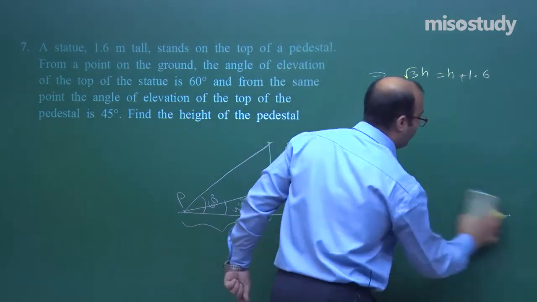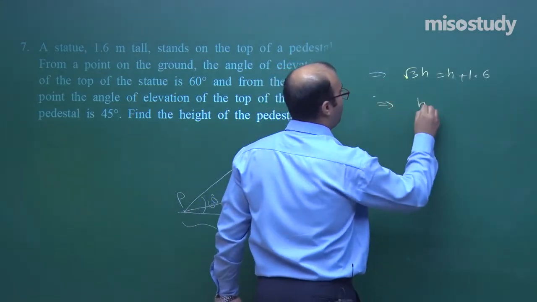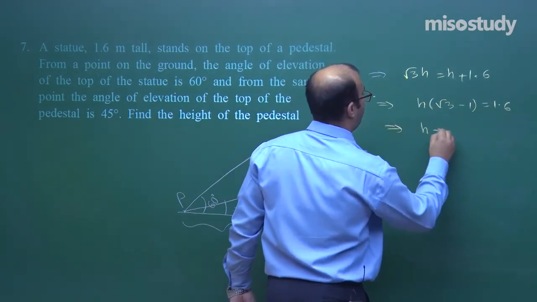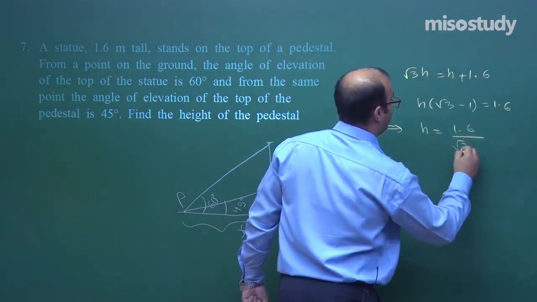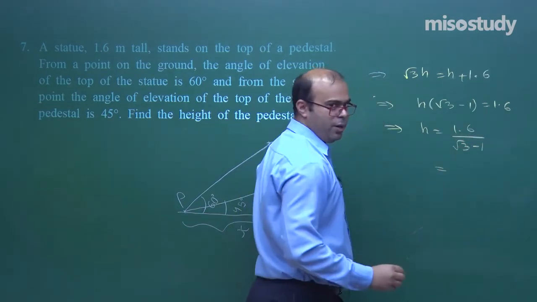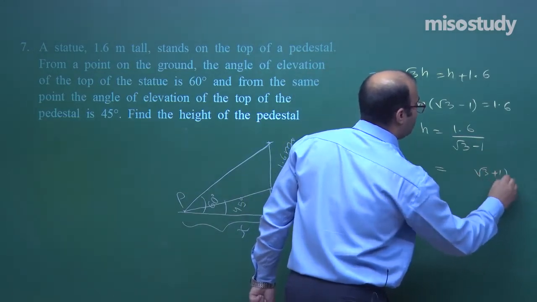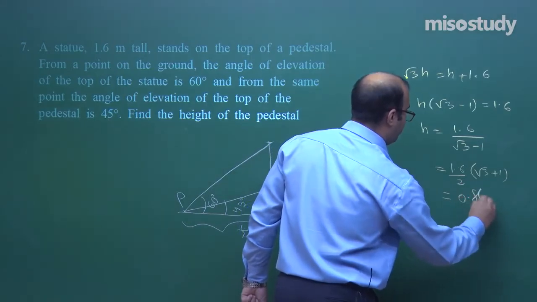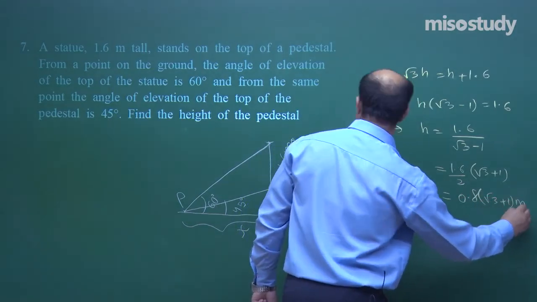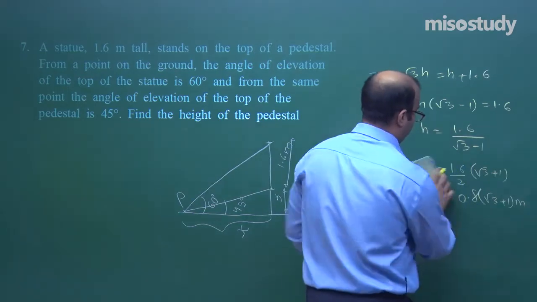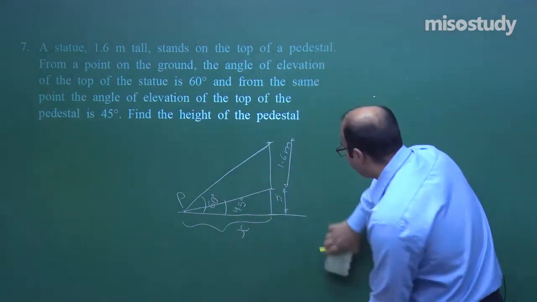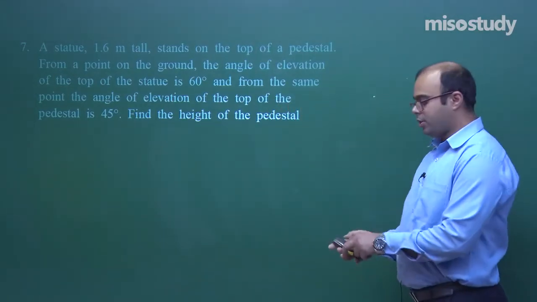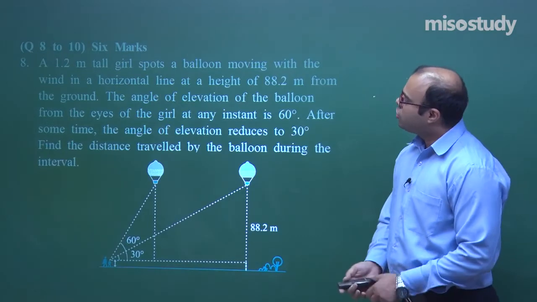Next we have to find now h. So this will become h common, root 3 minus 1 is equal to 1.6. So h is equal to 1.6 by root 3 minus 1. This can be simplified. Let us multiply by root 3 plus 1 in the numerator and in the denominator. So in the denominator it will become 2. So this will be 0.8 into root 3 plus 1 meter. So this is the height of the pedestal which we get here. So we have to first draw the diagram according to the given condition, and then we can easily find by calculation using trigonometry. This question is of 6 marks.